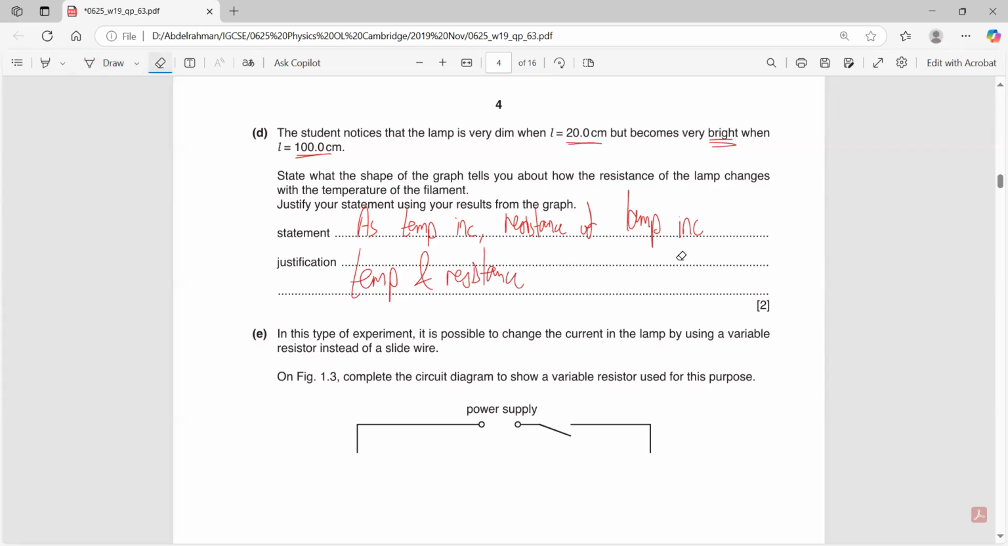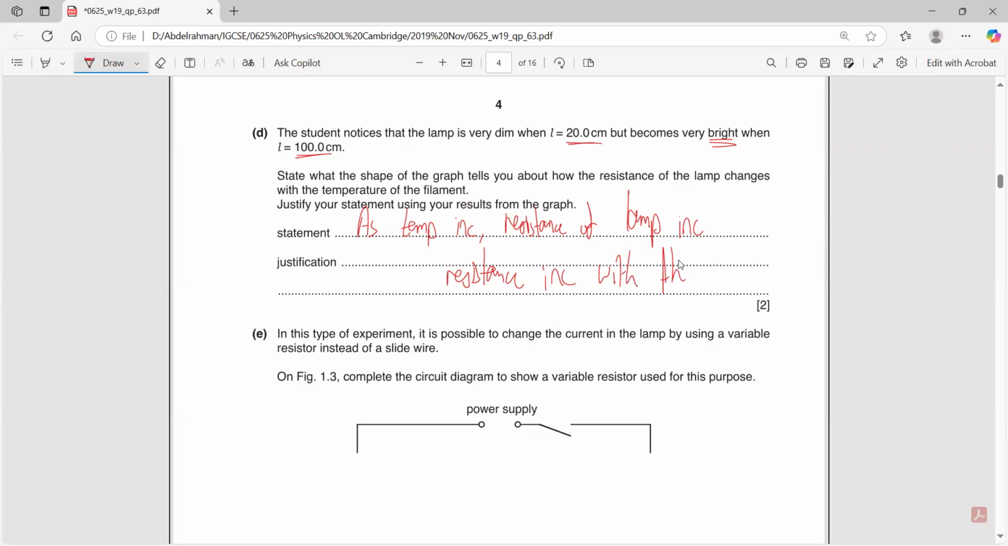Let's just write down resistance instead of writing down temperature. The resistance increases with the length. That's why the lamp keeps on getting brighter. If you leave the lamp on for a very long time, it will keep on getting brighter. Why? Because of the temperature of this lamp. When the temperature increases, the lamp keeps on getting brighter and brighter.